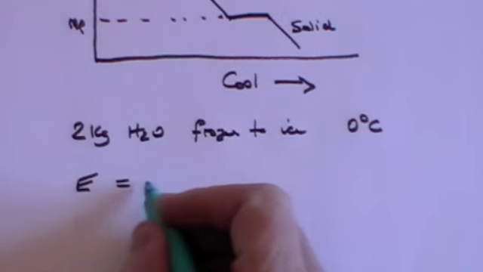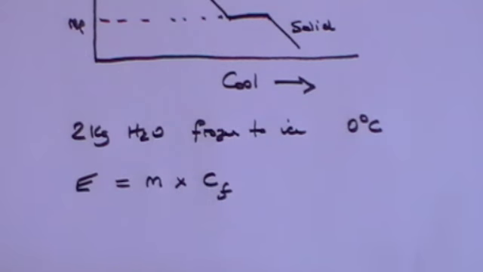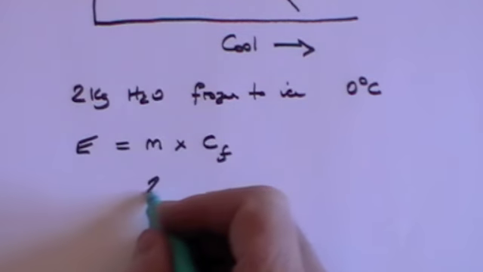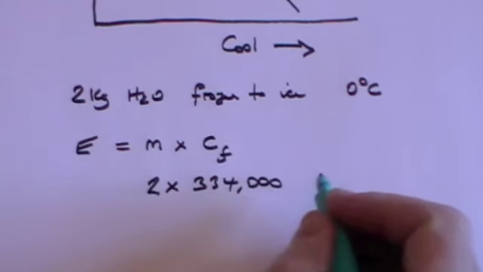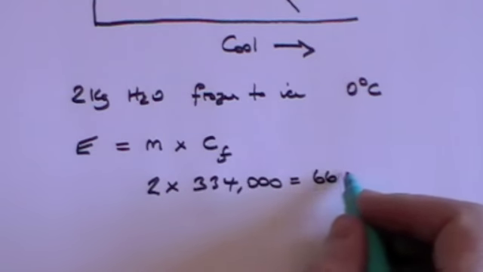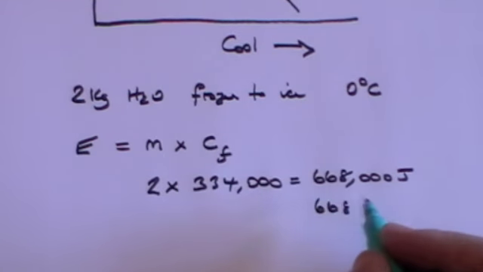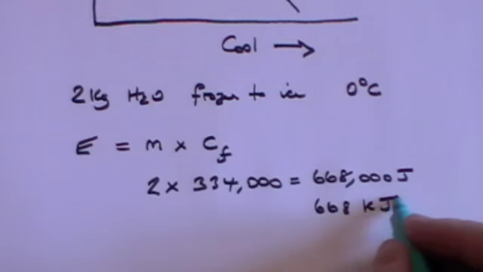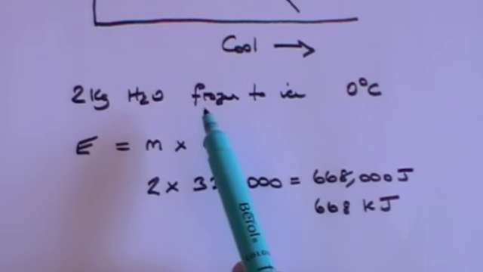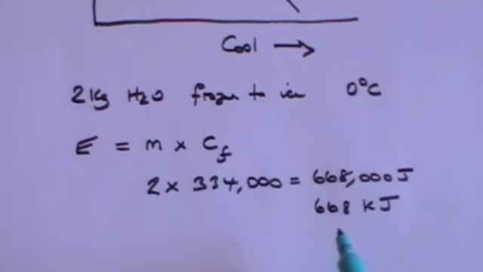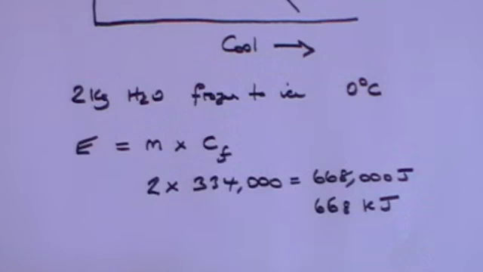Well, energy, remember, was the mass times the specific heat of fusion, or the specific heat of melting. The mass in this case is 2 kilograms, so that's 2 times the specific heat of fusion, you may recall, was 334,000, so that's going to be 668,000 joules, or if you like, 668 kilojoules. And that is the energy you take out of the system because you're freezing it. You're taking energy away, it's cooling. So that's the energy you essentially have to take away in order to convert the water into ice.